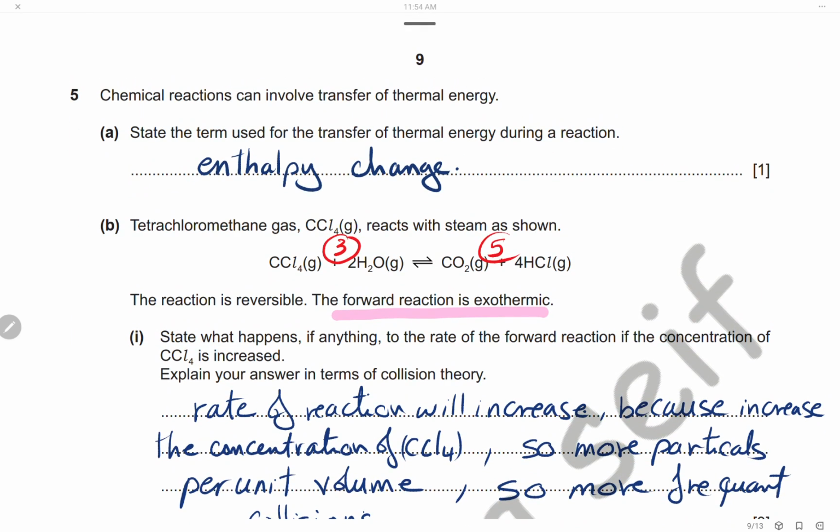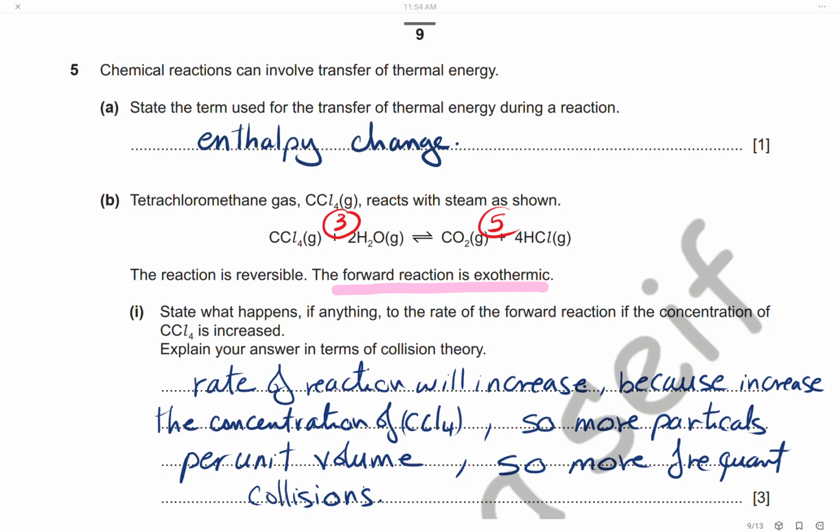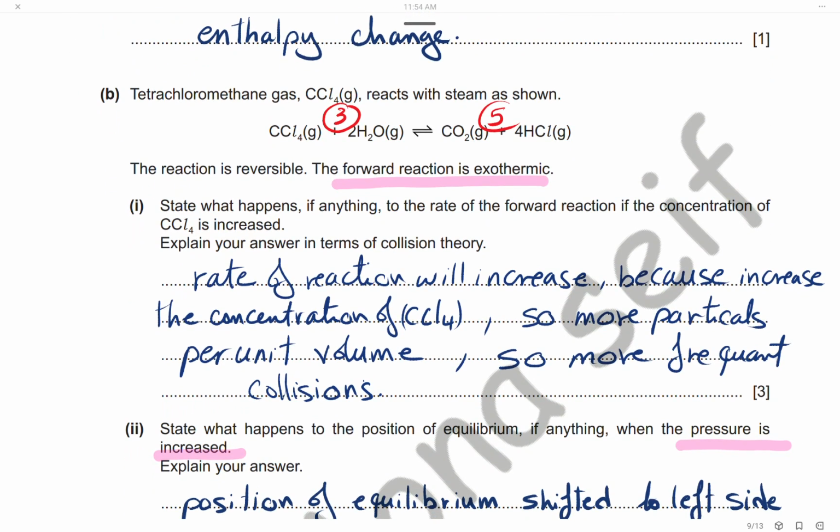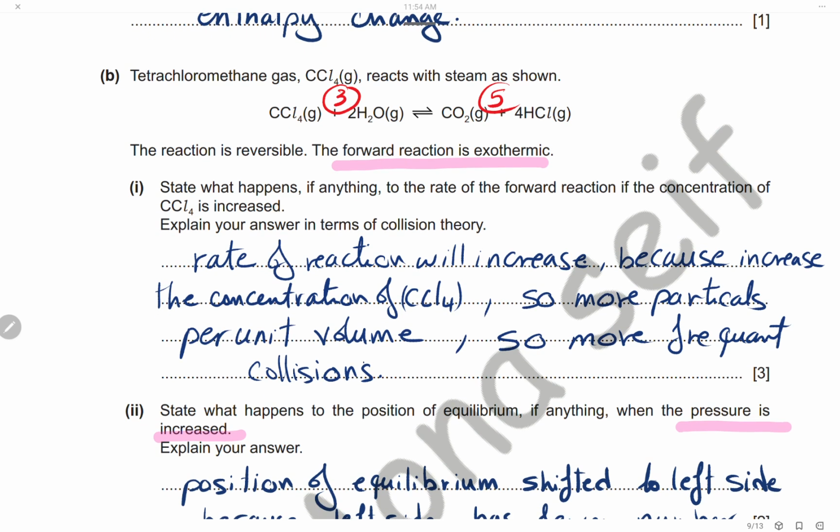Question 5. Chemical reactions can involve transfer of thermal energy. State the term used for the transfer of thermal energy during a reaction. Of course, the thermal energy change or transfer during the reaction is enthalpy change. Tetrachloromethane, CCl4, reacts with steam as shown here to form carbon dioxide and hydrogen chloride gas. The reaction is reversible, and it is mentioned that the forward reaction is exothermic.